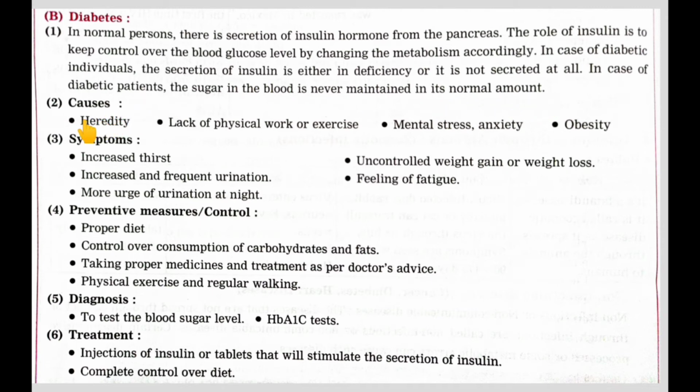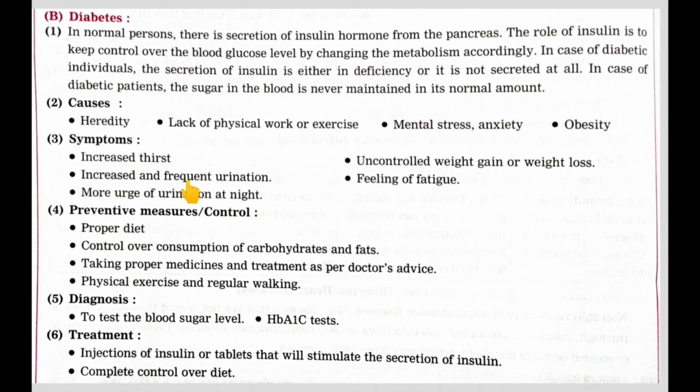Now let's see what are the causes of diabetes. The causes of diabetes are hereditary, lack of physical work or exercise, mental stress, anxiety, obesity. These are the causes of diabetes. And what are the symptoms? Symptoms are increased thirst in case of a diabetic person.